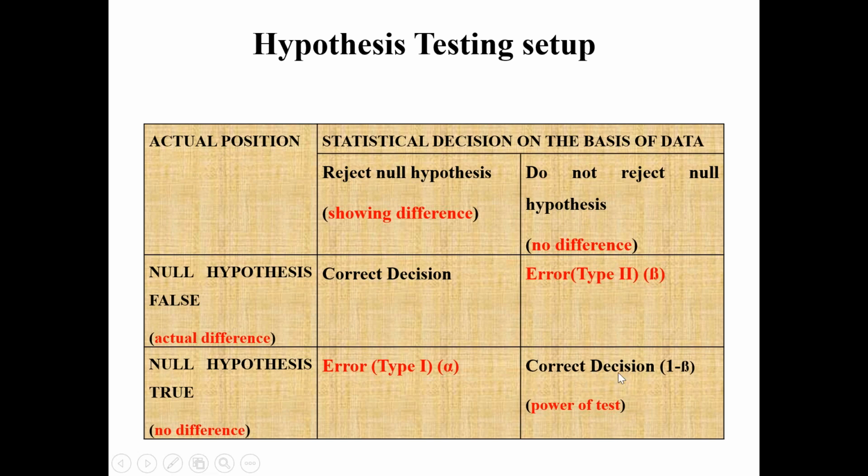Okay. So the power of the test is also known as 1 minus beta. So combined, both of these put together will be 1. So whatever 1 minus beta is will be your power of the test. What is known as the correct decision, that is power of the test.